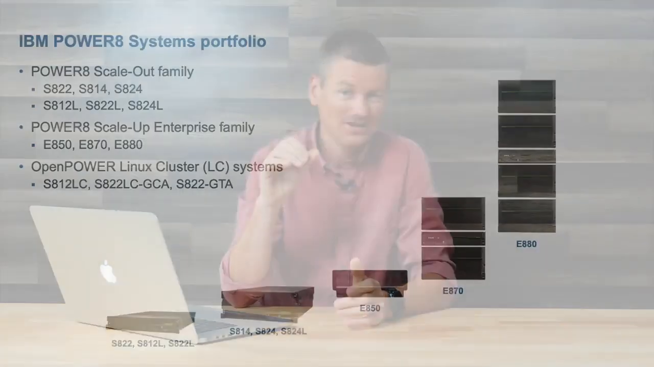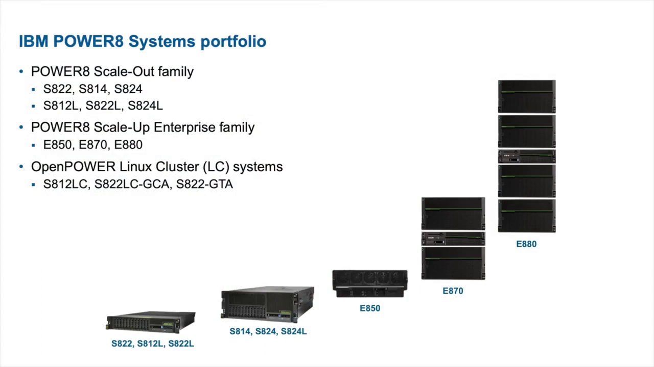Now, we do not want to present the line of server hardware in detail, but for those of you who are curious, let's take a quick overview. The Power 8 server line can be split into 3 categories. First, the scale-out server line. Second, the scale-up enterprise line. And finally, the Open Power Linux cluster systems.